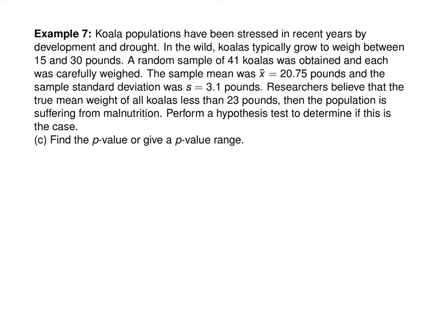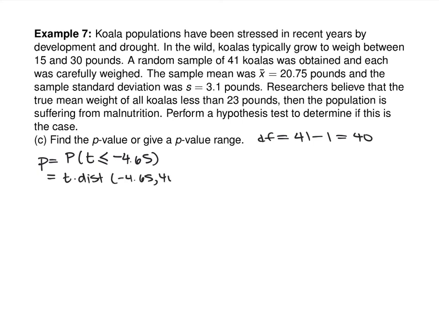Okay, find the p-value or give a p-value range. So first note, the degrees of freedom is 41 minus 1, or 40. And the p-value is the probability that your t statistic is less than or equal to negative 4.65, which is in the correct direction for Excel. So this is T.DIST, negative 4.65, 40, and 1, and you get, well, my computer told me 1.793 capital E negative 5, and you're like, what the heck does that mean? That is not an acceptable answer.